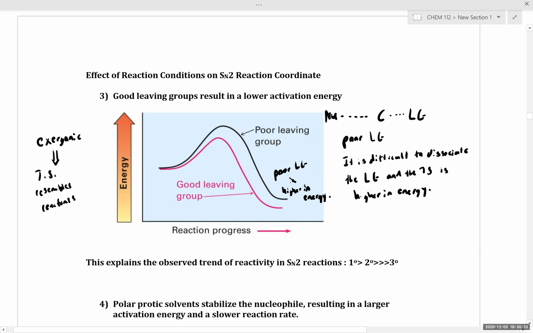Does that idea make sense to everyone? Is everyone comfortable with these concepts so far?